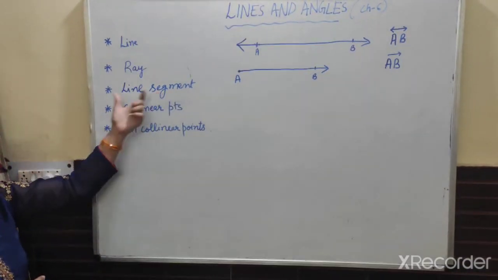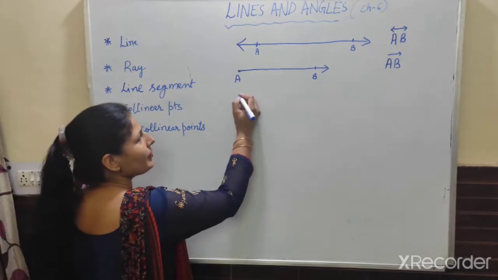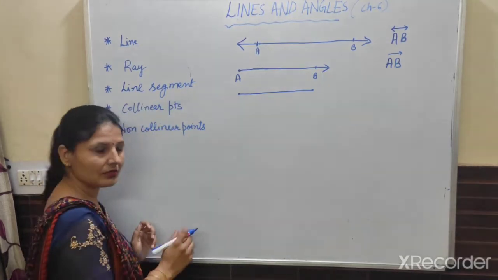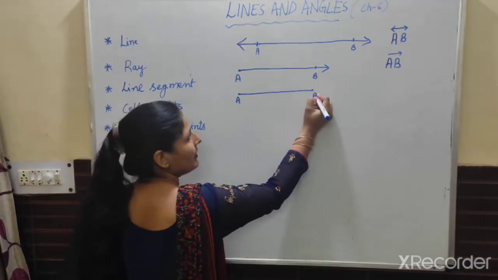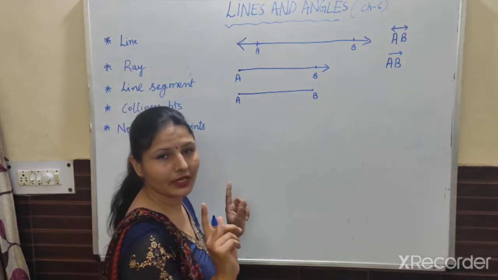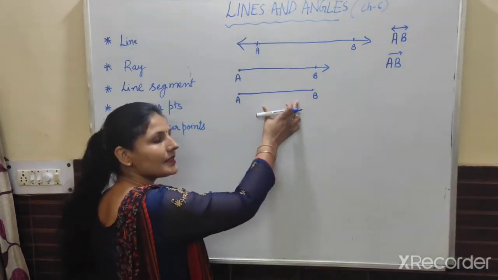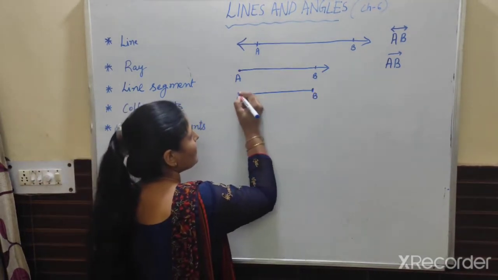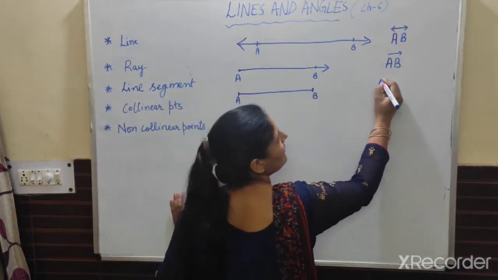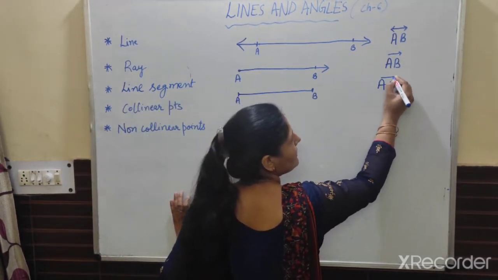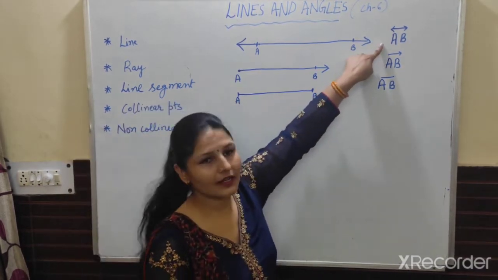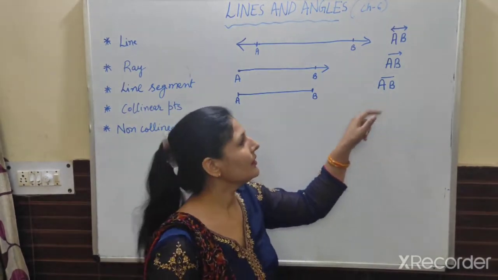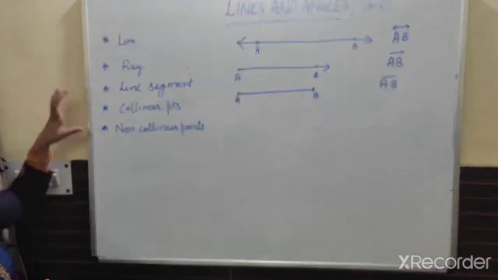Next, line segment. A line segment is also a part of a line whose end points are fixed, which cannot be extended in any direction. Its length is fixed. AB is a fixed length. So it is called a line segment, and it is represented like this. It shows AB is a line, AB is a ray, and AB is a line segment. You have studied these three definitions earlier.